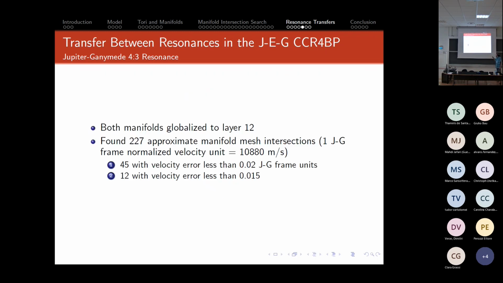And indeed, so far we haven't found a full intersection, but we globalized these manifolds out to layer 12, and we did find about 227 approximate intersections. Again, we're hoping in the future to find some actual intersections, perhaps of other family members, but this is what we have so far. And we did find some with reasonable delta Vs of between 100 and 200 meters per second, about 12 of them with about 150 meters per second, and a lot more if you're willing to go up to about 200 meters per second between this 4.3 and the Jupiter-Europa, the Jupiter-Ganymede 4.3 and Jupiter-Europa 3.4.